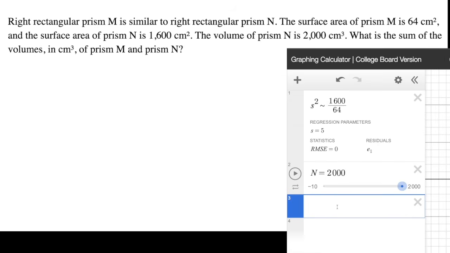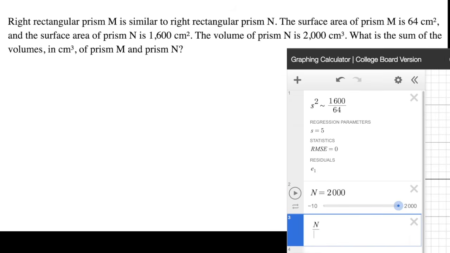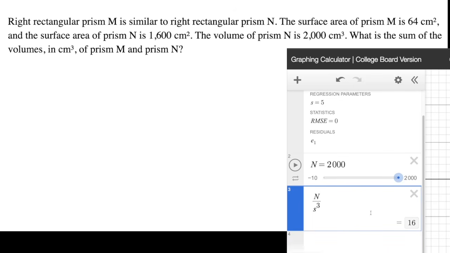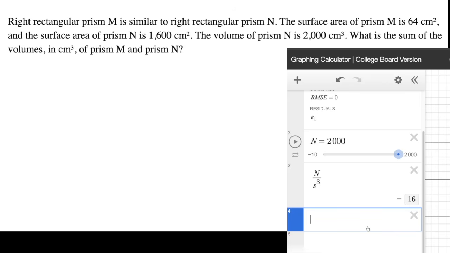So to get M, we would take N divided by S to the third power, and then the volume of M is going to be 16. And then of course, it's not asking us for the volume of M, it's asking us for the sum of N and M. Obviously that would be 2,000 plus 16, so it'd be 2016. We could also be really lazy and say this is M, and then just do N plus M to get our answer here. What's really cool though is there's a shortcut.